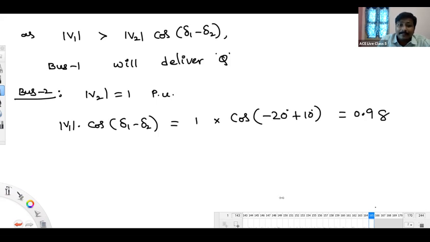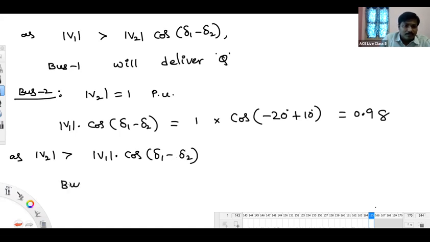Bus 2 will be delivering again. Why is it absorbing, Ashish? It will be delivering again. Why? Because V2 is greater compared to V1, because of this angle gap. So that implies bus 2 will deliver the reactive power. There is no mistake in the statement, and there is no controversy. Okay.